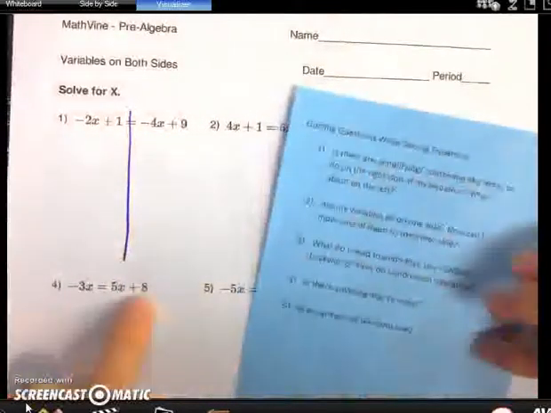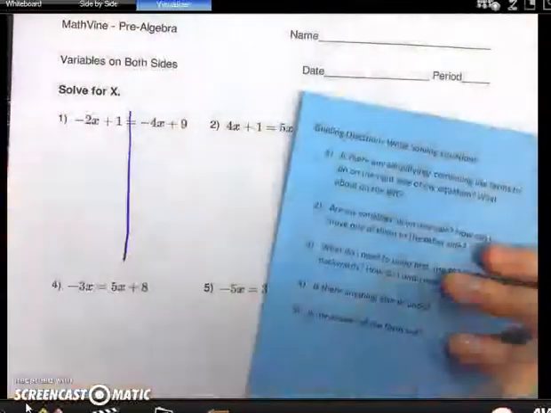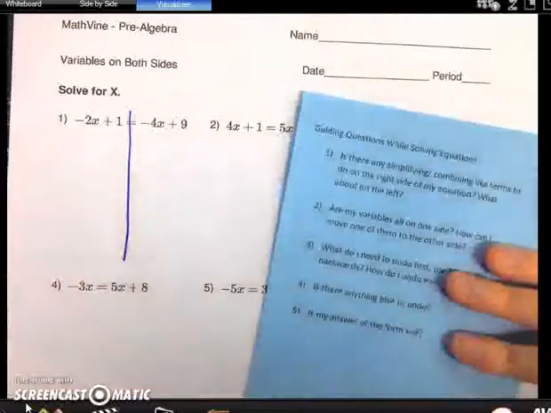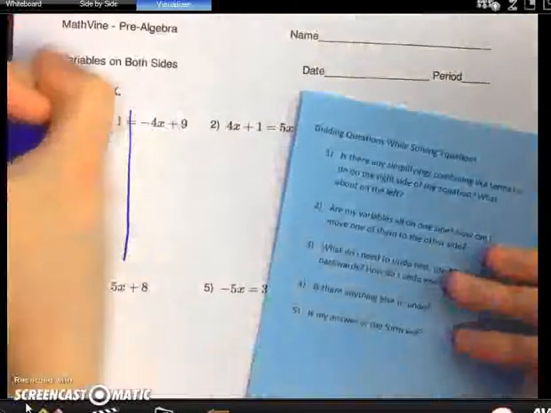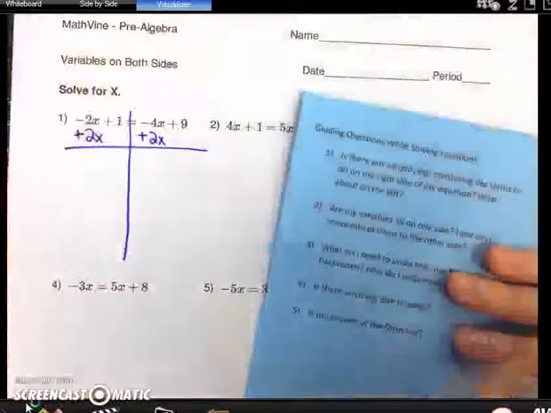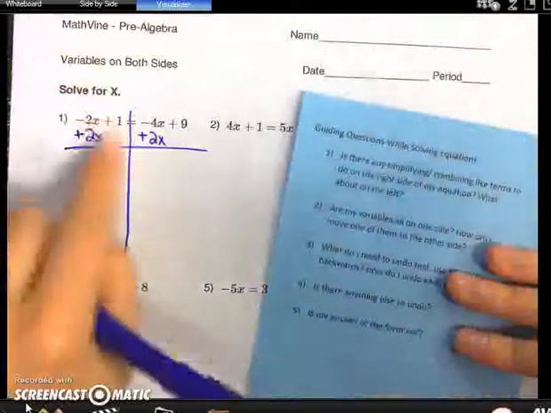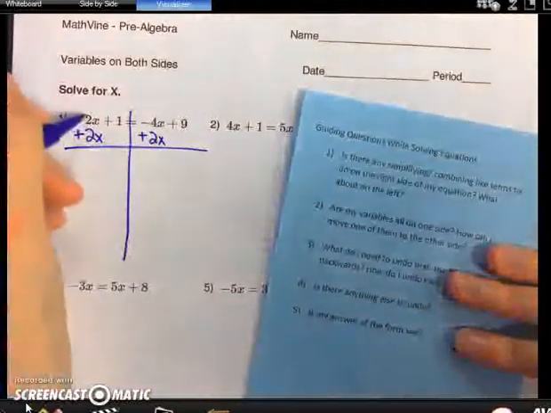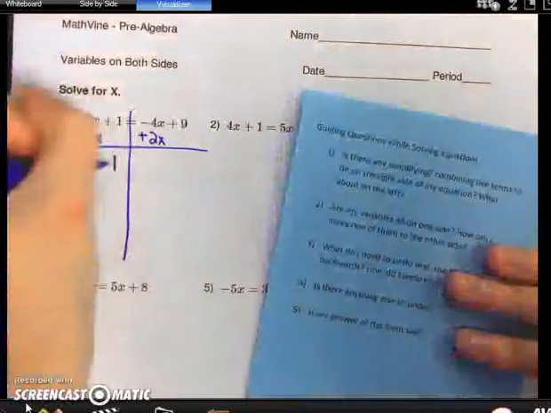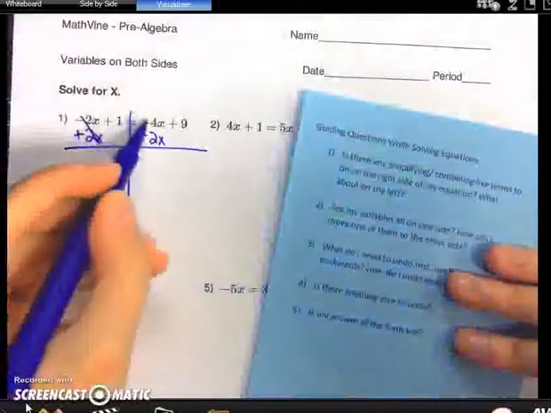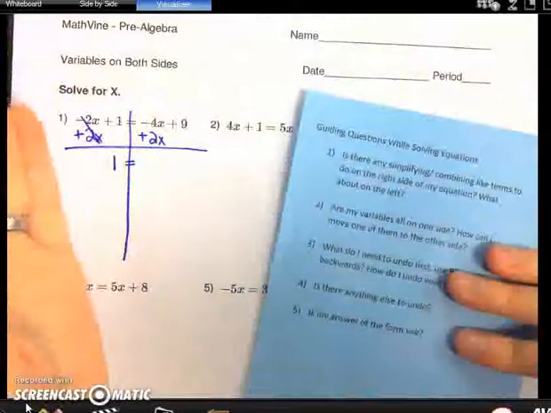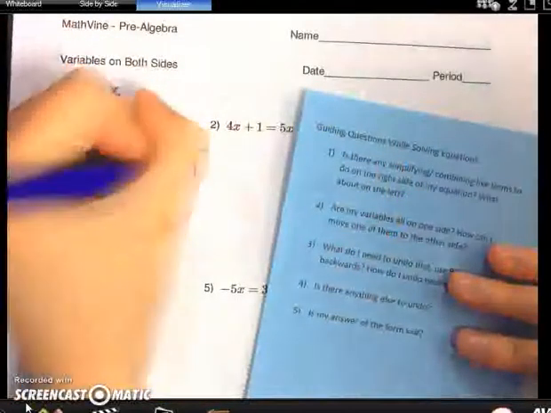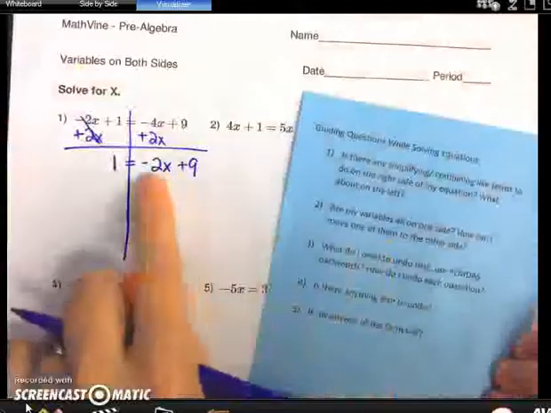How can I move one to the other side? Well, I don't want negative 2x anymore. I want no variable on that side. So how do I get rid of negative 2x? I add 2x to both sides. Don't forget to take the whole thing, not just 2x, right? We're trying to get rid of that variable so that it is only in one place. Well, negative 2x plus 2x is 0, and I'm just left with plus 1. Negative 4 plus 2 gives me negative 2x plus 9. Okay? All my variables are now on one side.